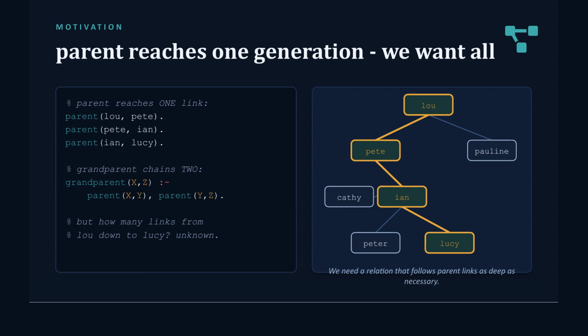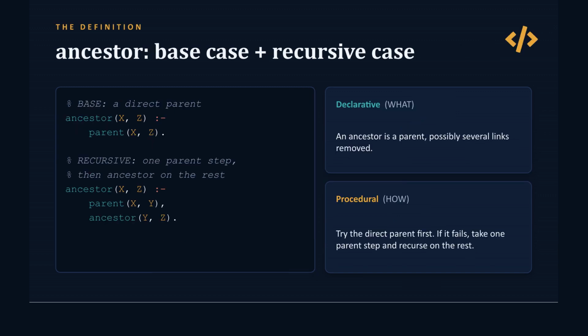That relation is ancestor. Here is ancestor, in 2 clauses. The first clause is the base case, X is an ancestor of Z if X is simply a parent of Z. The second is the recursive case, X is an ancestor of Z if X is a parent of some Y, and that Y is an ancestor of Z. Read declaratively, the 2 clauses together say an ancestor is a parent, possibly several links removed.